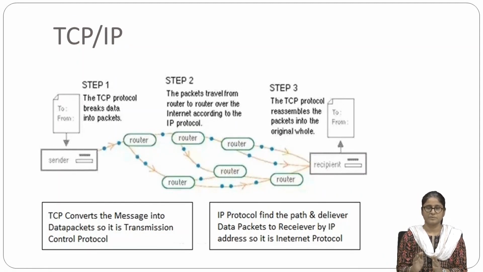And after that, at the end of delivery, the TCP protocol reassembles all these packets and finally converts them into the original message, right? After all, we are receiving the data in the form of packets. So what the TCP will do is reassemble all these packets according to their order, right? And finally the original message will be constructed and the recipient will be able to see that message.